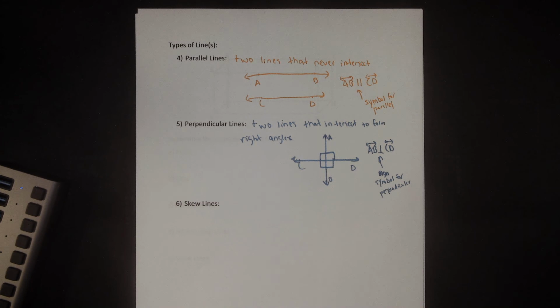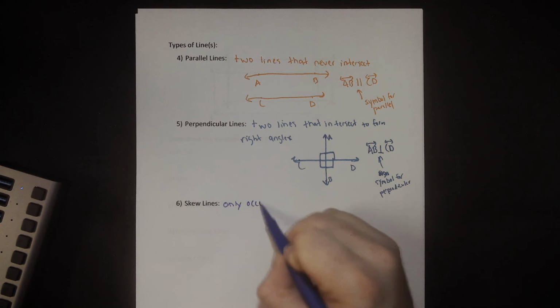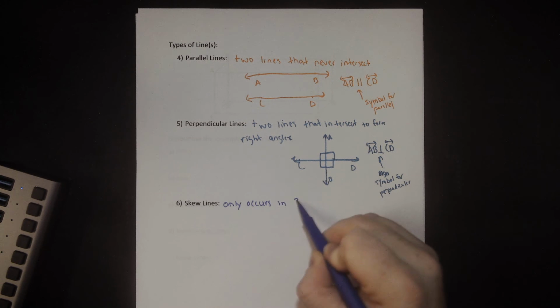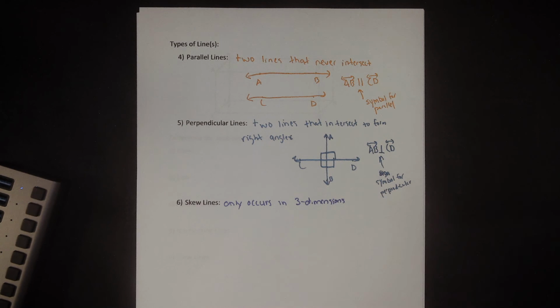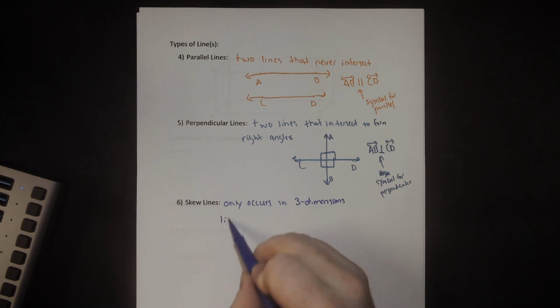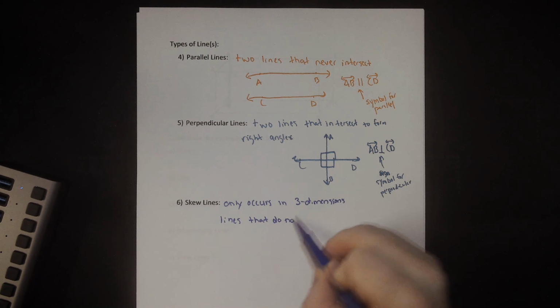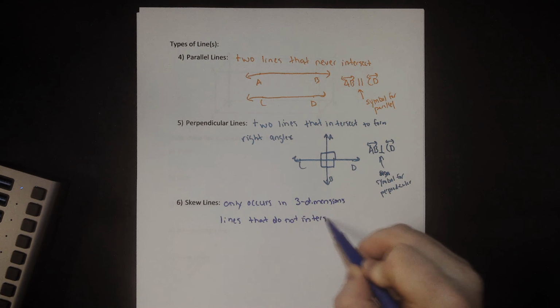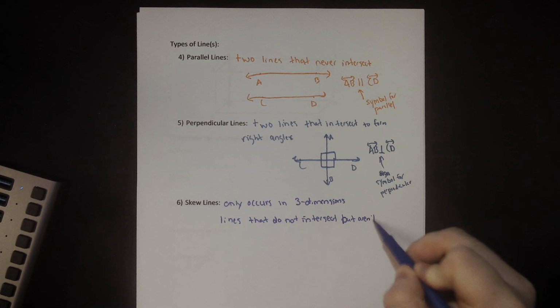Okay, the last set here is one that you're probably not used to. It only occurs in three-dimensional spaces. And so basically these are lines that do not intersect but aren't parallel.